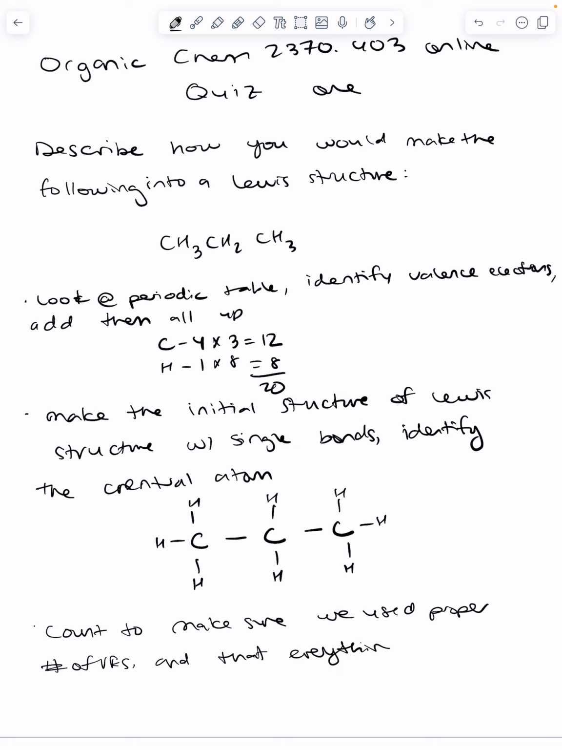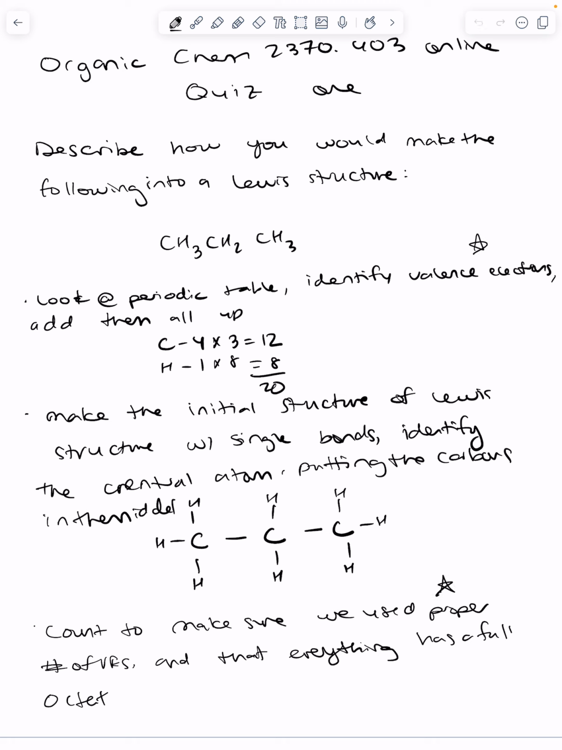So the thing here is a lot of you mentioned that you would draw the carbons in the middle, surrounding them by hydrogens. I'm not going to write it all out, but that's what I was looking for in the second part. But you didn't talk about the valence electrons or the counting to make sure everything was there. So if you did describe the proper structure, but you didn't talk about counting up the octets and counting up the valence electrons, then I gave you 3 points.